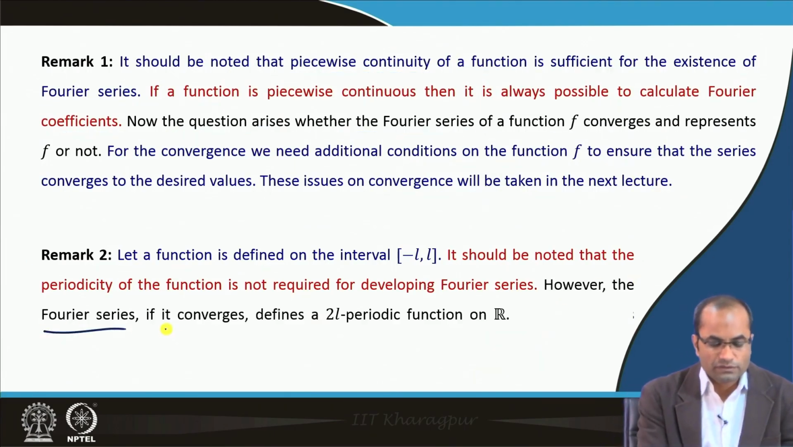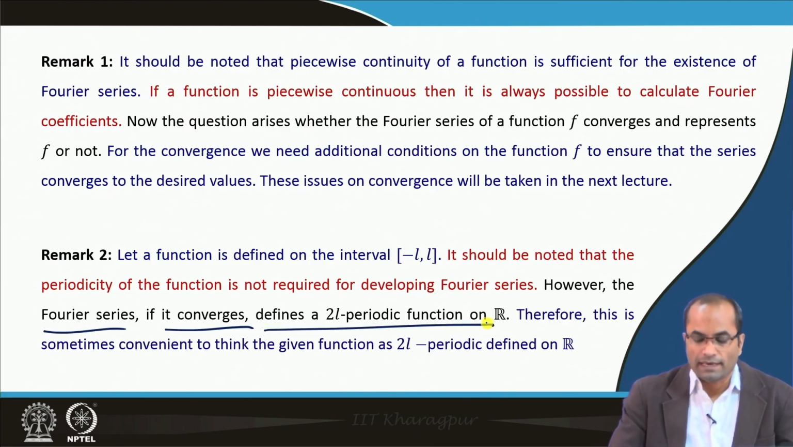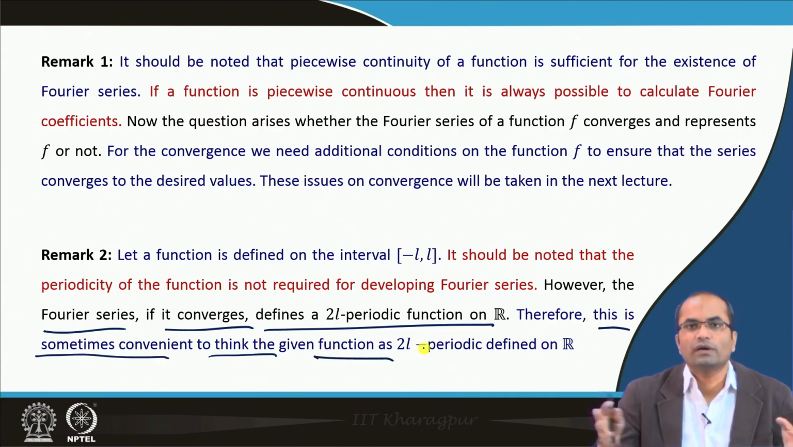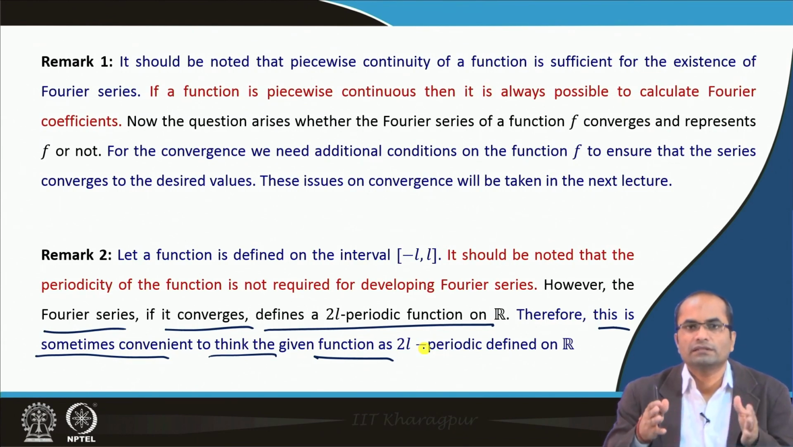However, the Fourier series, if it converges, will define a 2 pi periodic function on R, and therefore it is sometimes convenient to always think that the given function is a 2L periodic function defined on the whole R, but as such it is not required. A function is given in some domain, we can write down its Fourier series, and if this Fourier series converges, it will converge to a periodic function. In one period, the function will be exactly the same which we have used for constructing the Fourier series.